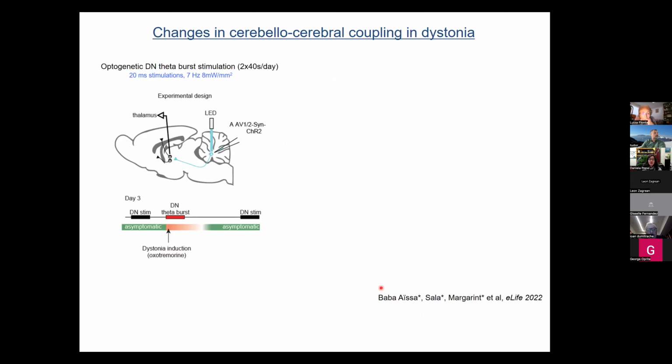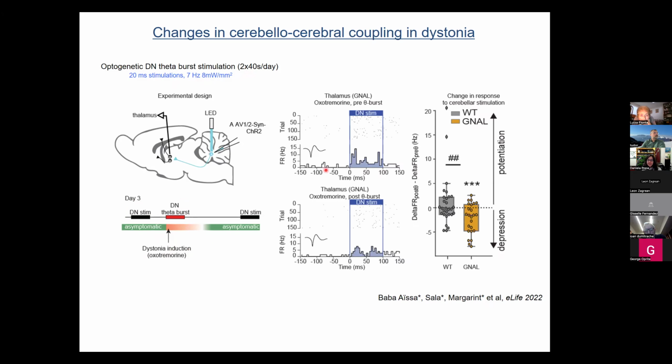Now we also performed theta burst stimulation in this model. This time we went on the cerebellar nuclei, and we performed this stimulation with the same approach: two times 40 seconds per day at theta burst. So we had the asymptomatic state, and we performed the theta stimulation at the same time as inducing dystonia. If we look at the data, again each dot is when the cells fire, with the profile of the firing rate, and here we can see the response to dentate stimulation pre-theta burst, and then the response after.